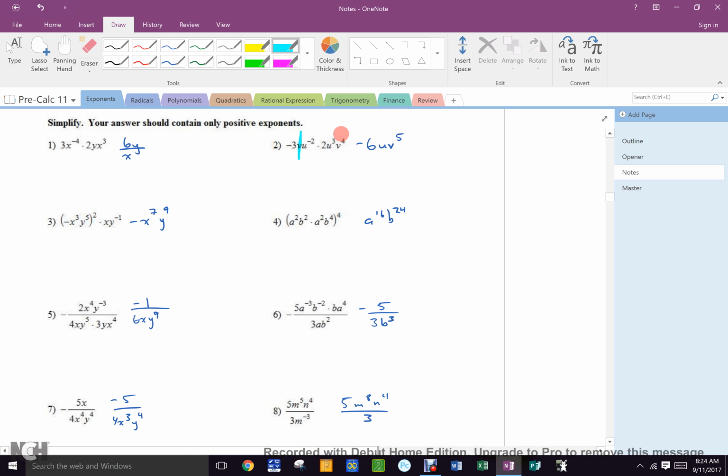There's a V, there's a V. What math is happening between them? Multiply. So what do I do with the exponents? I add them. 1 and 4 is V to the 5th. Cool? All right. What's happening here?